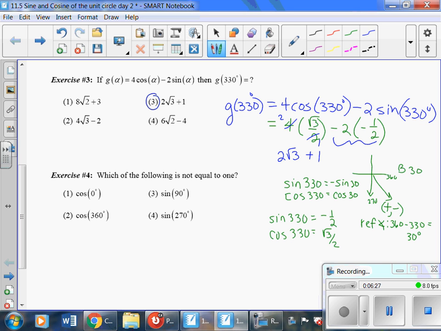I know this part right here is probably the most confusing, when we talk about what the reference angles are, but I promise you that as you do these, it will become easier for you. All right?